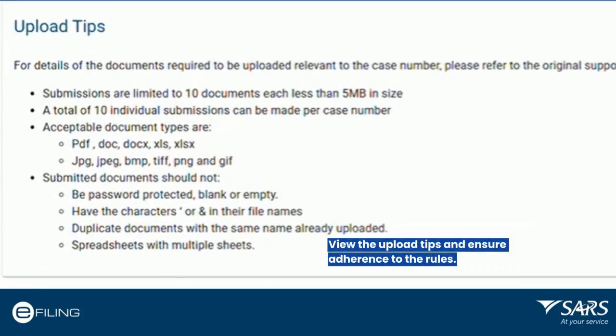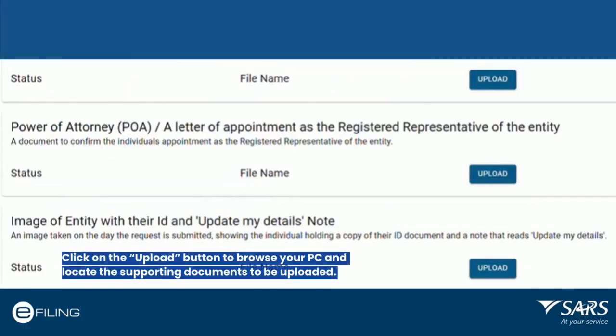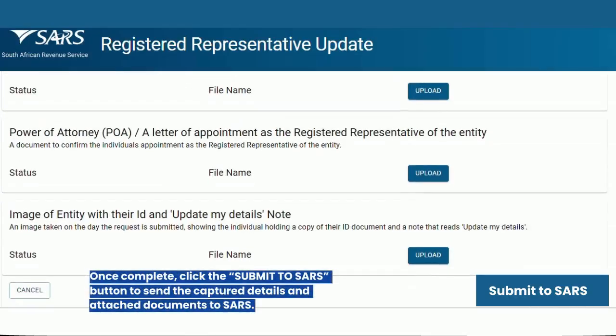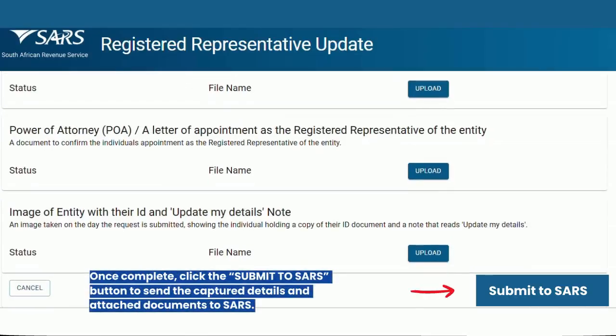View the upload tips and ensure adherence to the rules. Click on the Upload button to browse your PC and locate the supporting documents to be uploaded. Once complete, click the Submit to SARS button to send the captured details and attach documents to SARS.